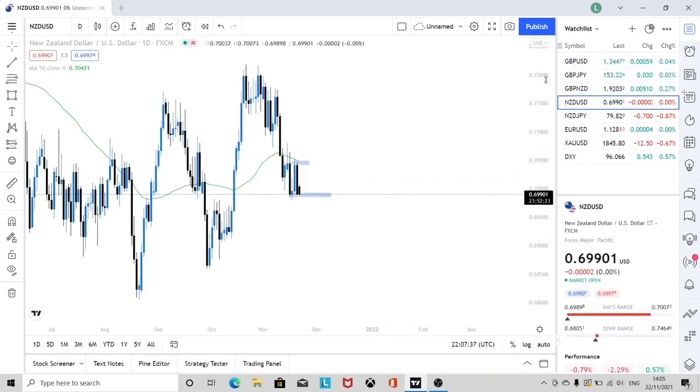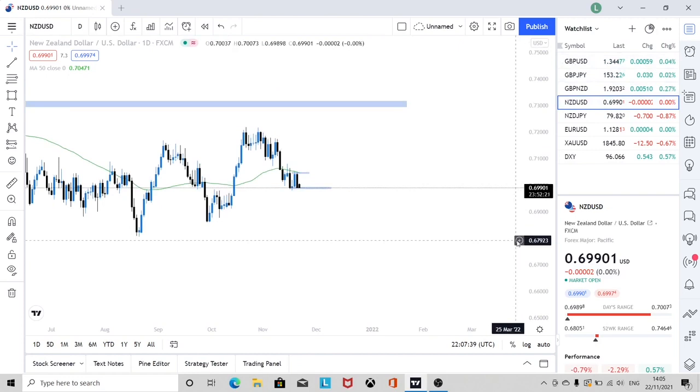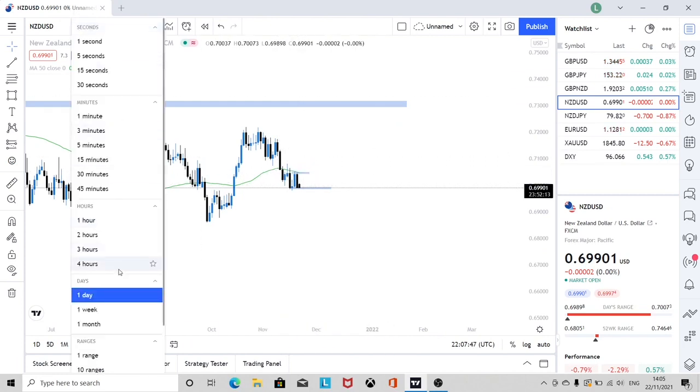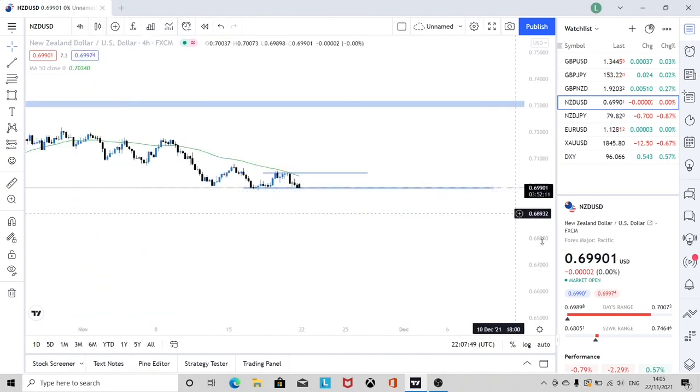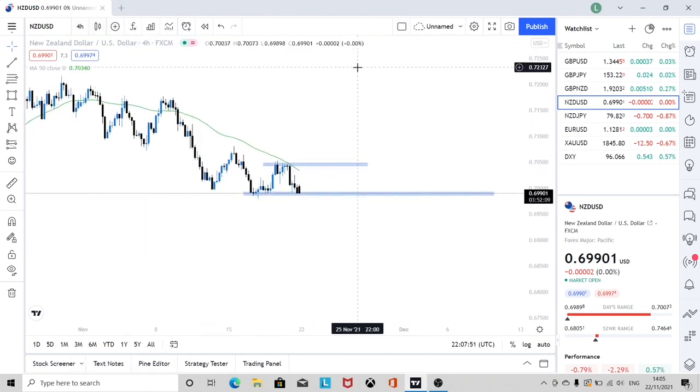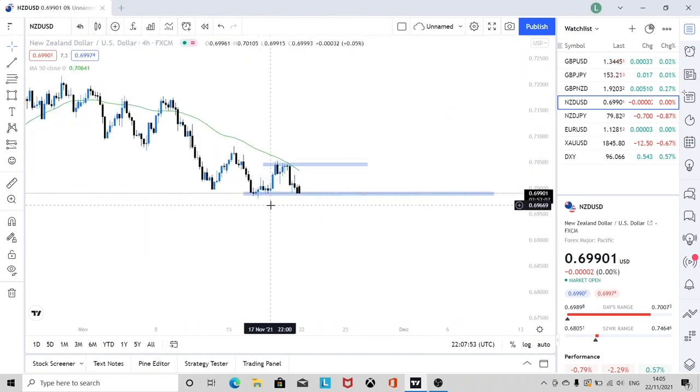NZD USD, not really a lot going on since around the 10th of November. We've pretty much just consolidated. I think this is the one with the double bottom. Yes, it is. So as you can see, we've broke into this zone, tested up here where the moving average is. Once again, small candles, exhaustion. So simple, yet so effective. I love exhaustion and trading exhaustion.